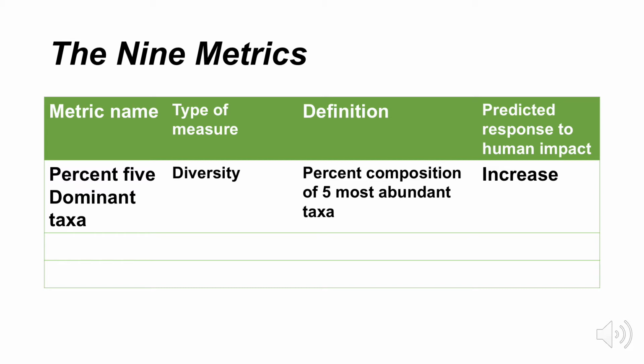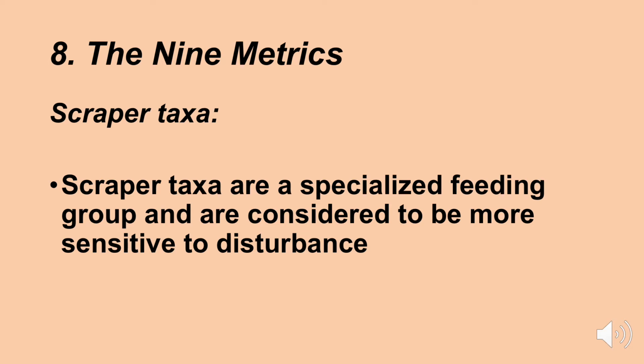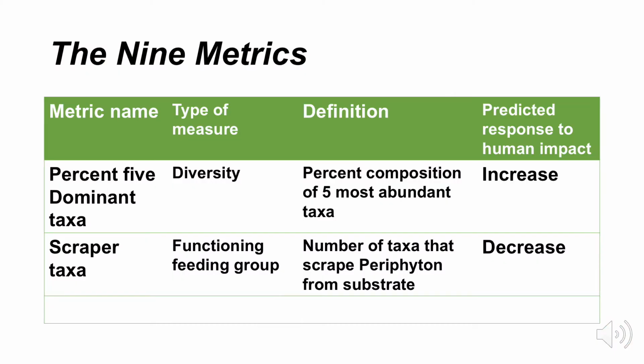Then we have 2 more of the 9 metrics. We look at scrapers. Scraper taxa are a specialized feeding group that are considered to be more sensitive to disturbance. So we have scraper taxa functioning. It's a functional feeding group. The number of taxa that scrape are important. The more impact by humans, you would expect to see a decrease in the number of scraper taxa present.